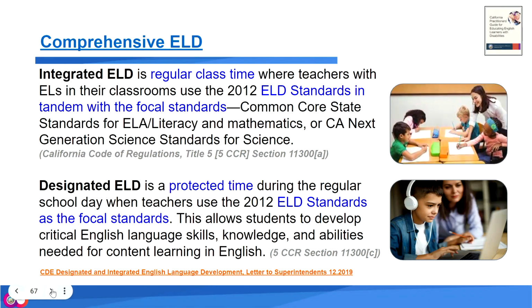So let's talk about comprehensive ELD. Comprehensive ELD is two types of ELD instruction, not either or, two types. So all English learners must receive comprehensive ELD, and in the state of California, it's comprised of integrated ELD and designated ELD. So let's talk a little bit about what integrated ELD is. By design, integrated ELD is designed to provide access to content, to math, to science, to social studies, to language arts, to PE, right?